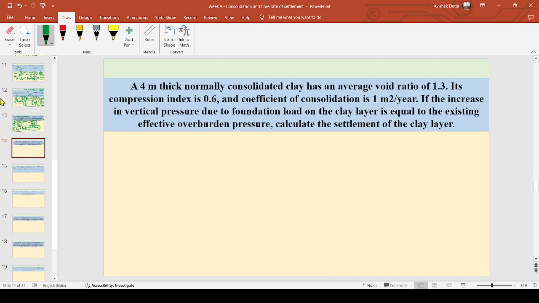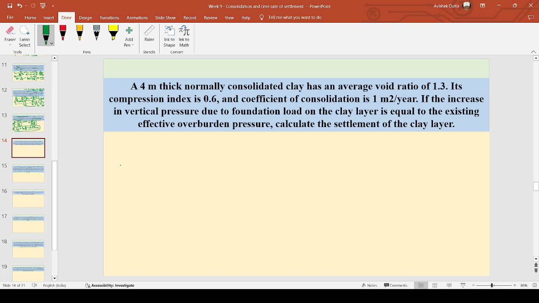Same thing, same question. e is equal to 0.6, I believe. Normally consolidated clay, average void ratio of 1.3. Yes, 1.3. Compression index is 0.6. Coefficient of consolidation Cv.